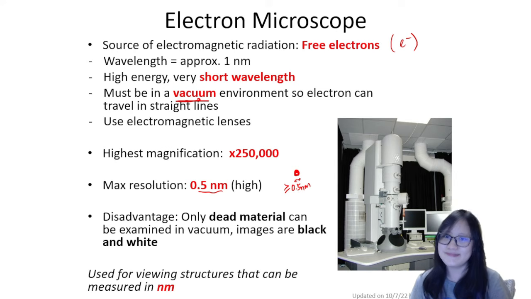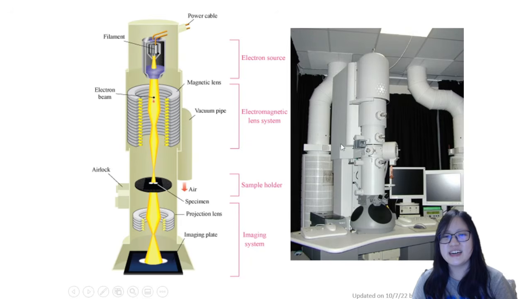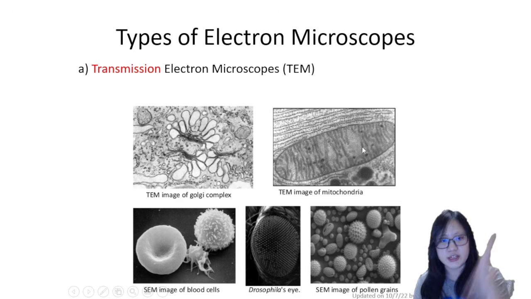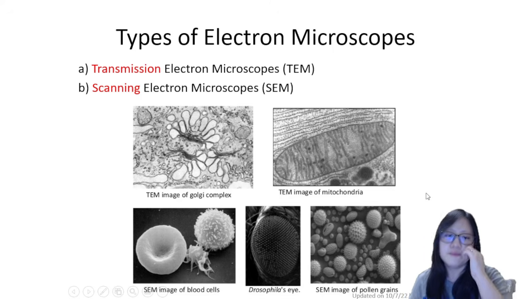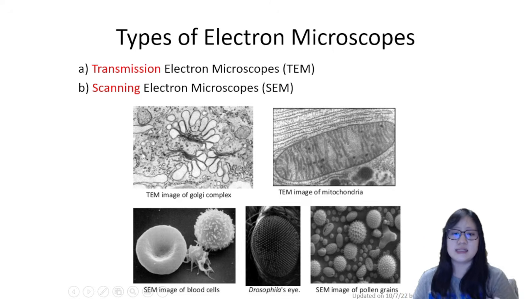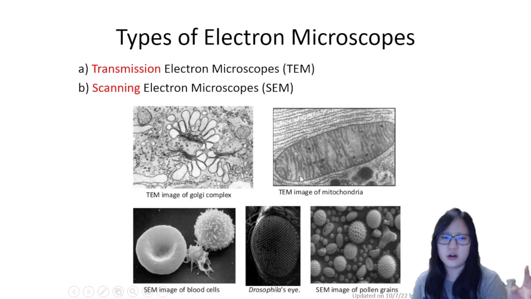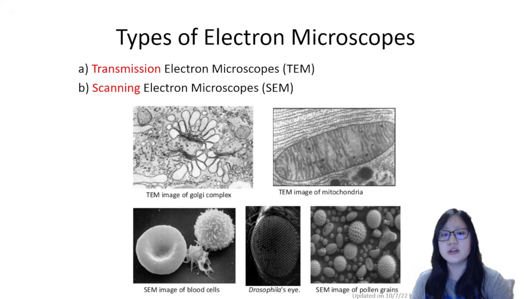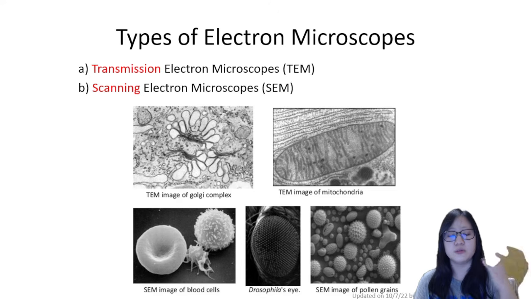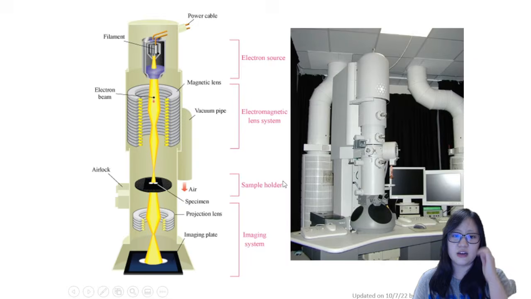Just FYI. Now, as mentioned just now, there are two types of electron microscopes. There is transmission electron microscopes and there is scanning electron microscopes, right? Now, transmission electron microscopes, you can see here, it's looking at the internal structure of something, right? Usually these specimens have to be laser cut thin in order for the electrons to pass through the specimen in order to be read. Okay, the equipment kind of looks like this.